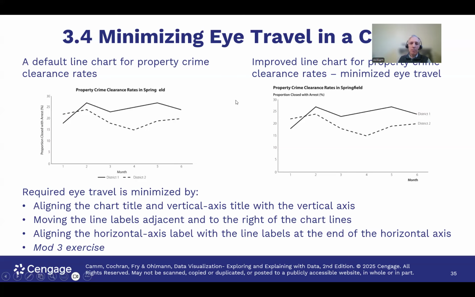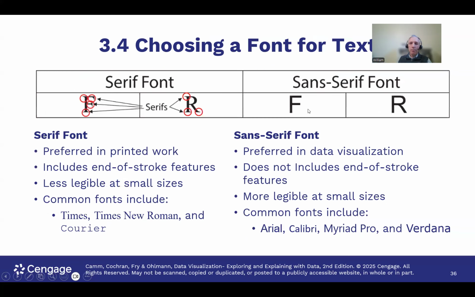does. So this is the default chart that you get if you just click and say, give me a line chart. This is the improved chart after we've done a couple things. We've moved this and we've directly labeled these. And that's an exercise in Module 3. So this week, you have an exercise in doing that.